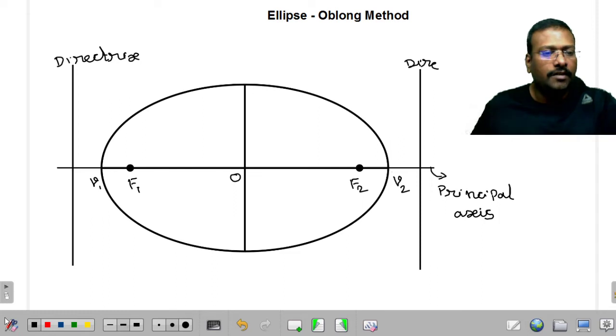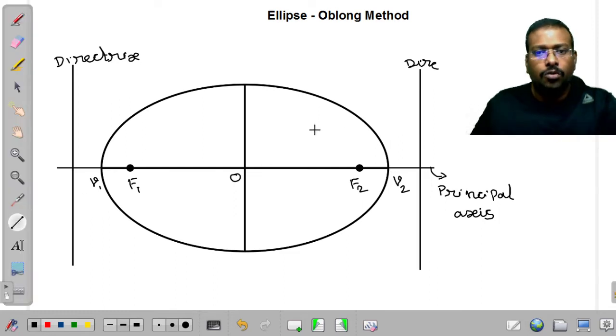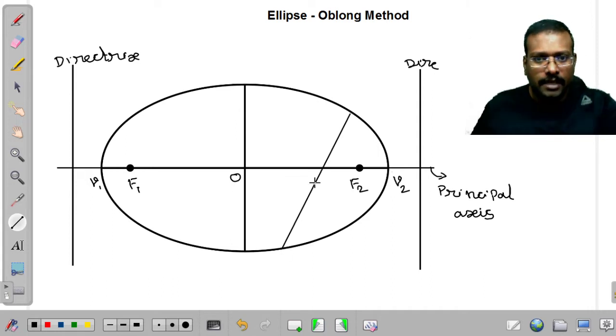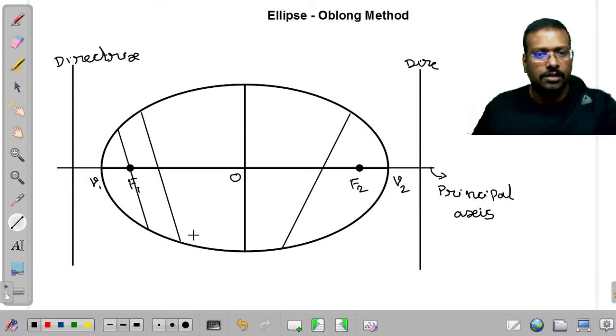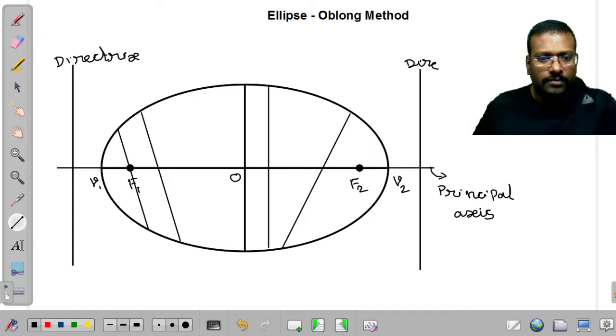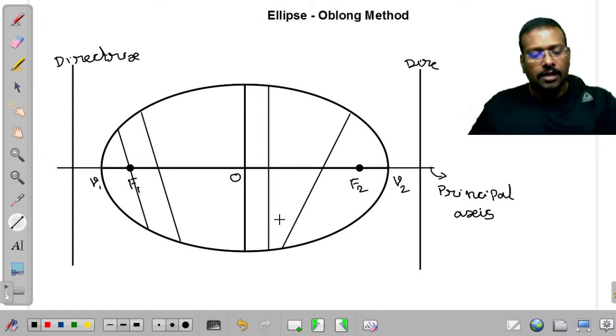The line which passes through two points on the curve is considered as a chord. This line is a chord, this is another chord, and this particular chord is called the focal chord. So these are the different chords. And one more thing, the chord which is perpendicular to the axis is considered as the double ordinate. All this terminology we learned in the previous figures.